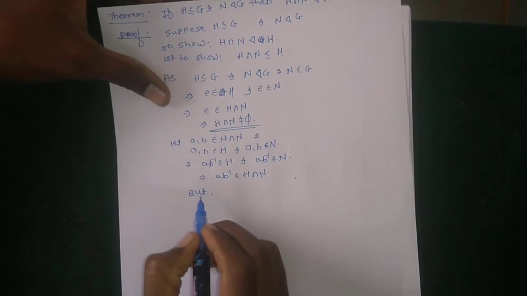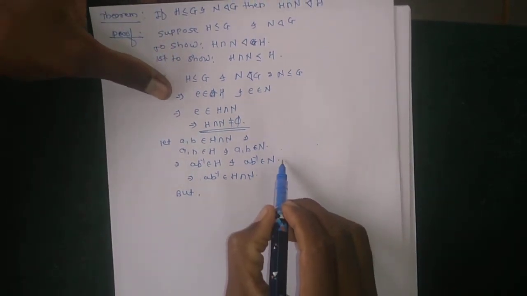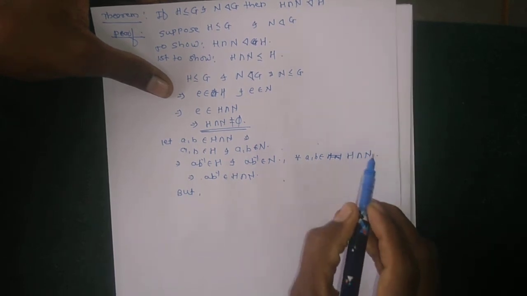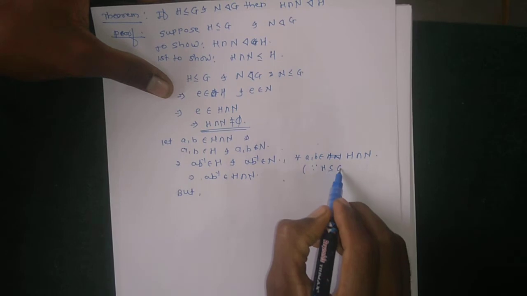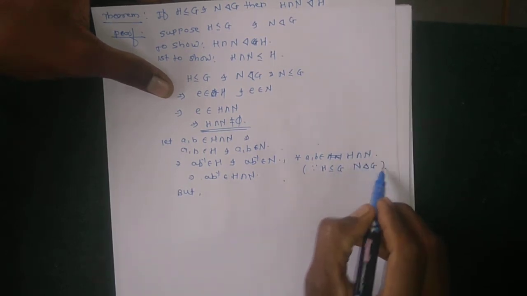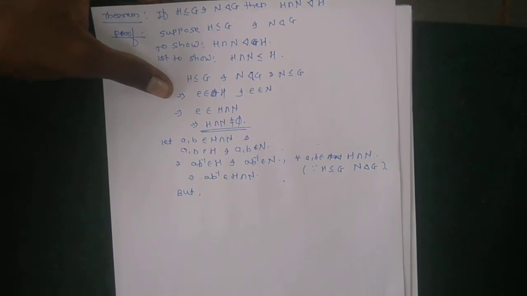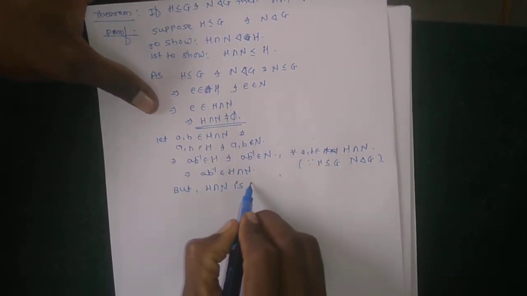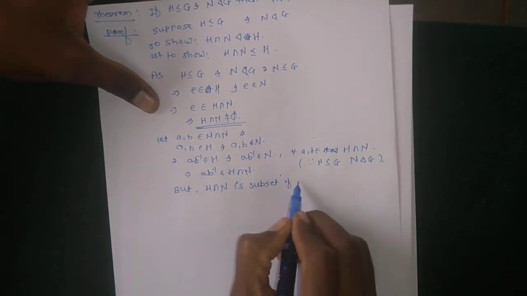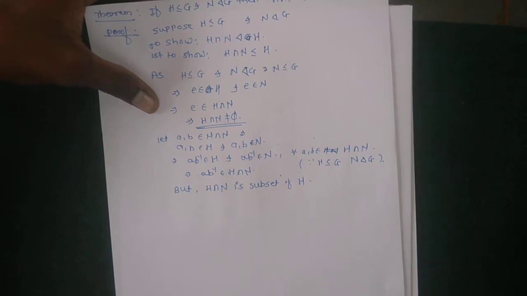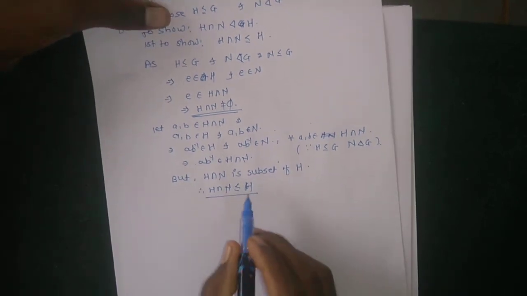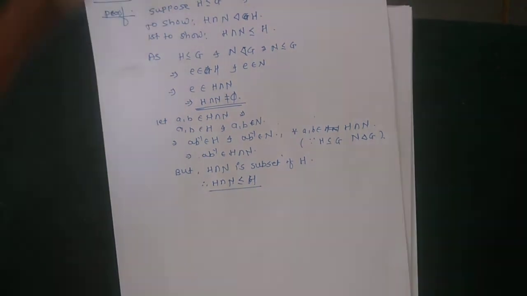But here, for all a, b belonging to H intersection N, since H is a subgroup of G and N is a normal subgroup of G, a b inverse belongs to H intersection N. But H intersection N is a subset of H, therefore H intersection N is a subgroup of H. So one condition is true: H intersection N is a subgroup of H.